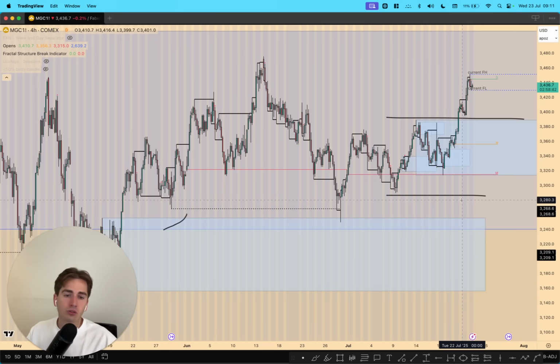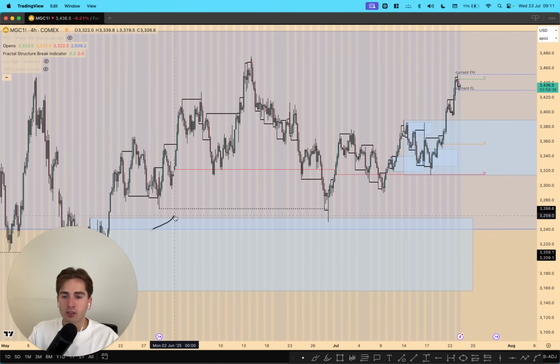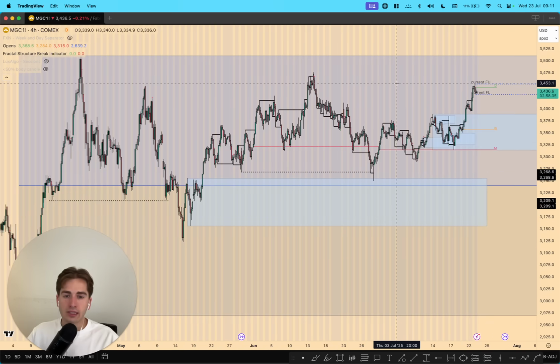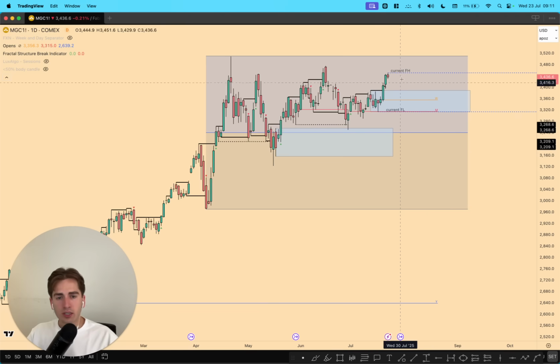Gold is bullish due to the uncertainty surrounding Powell, and also the uncertainty surrounding tariffs, and also the uncertainty in Japan regarding the political situation there. So yeah, still bullish on gold and looking for a push into all-time highs.